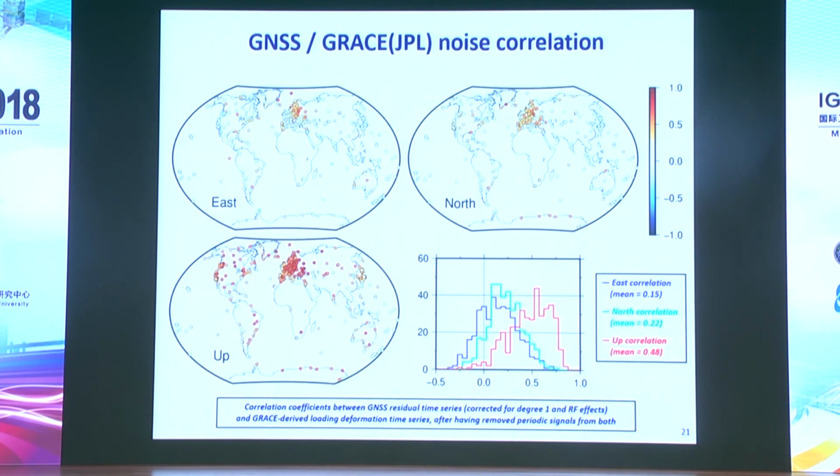Then to get a global view of the correlations, here are maps and histograms of the correlation coefficients between the noise in GNSS time series and the noise in GRACE-derived loading displacements. The average correlation is around 0.5 in up, around 0.2 in the horizontal components. And there are also interesting geographical features in those maps, but I won't go into details here.